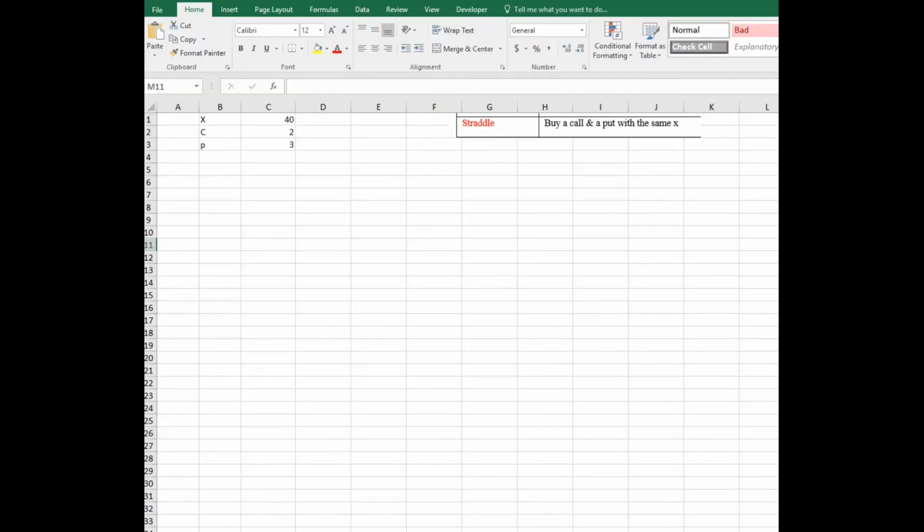We are going to use Excel to implement this trading strategy. We assume exercise price X equals 40. The call premium is $2 and the put premium is $3. This column is terminal stock price, ST, starting from 0, with 5 as our incremental value.